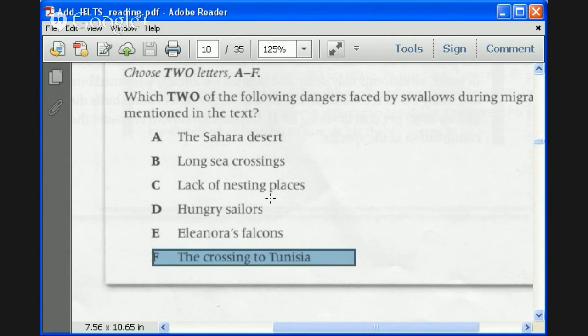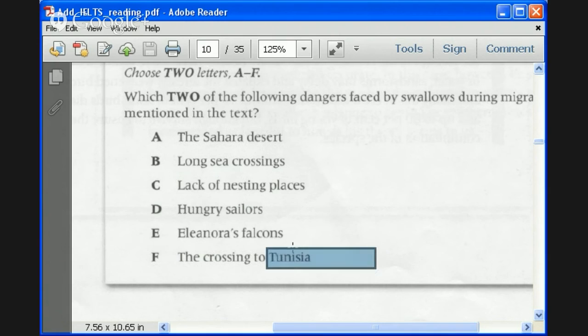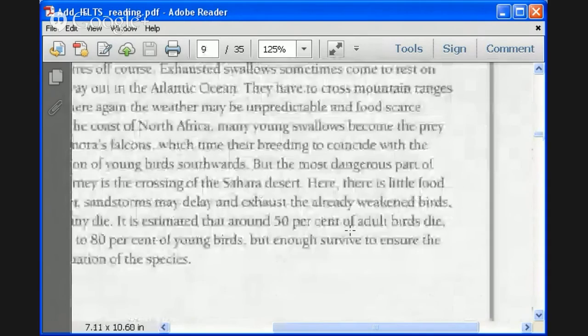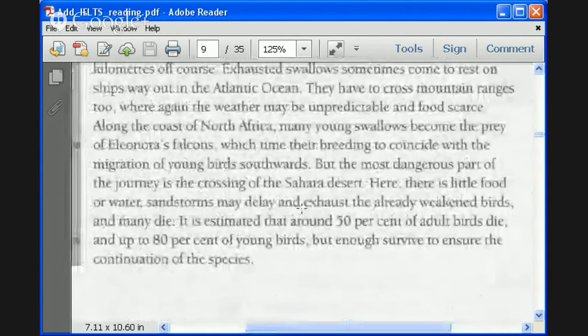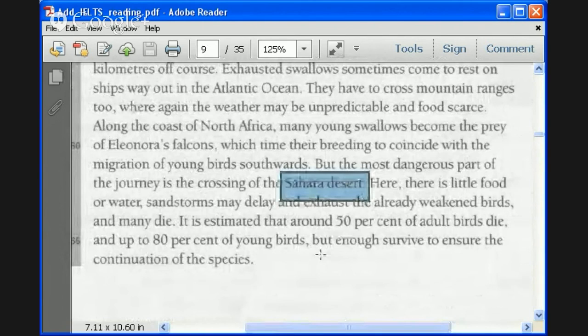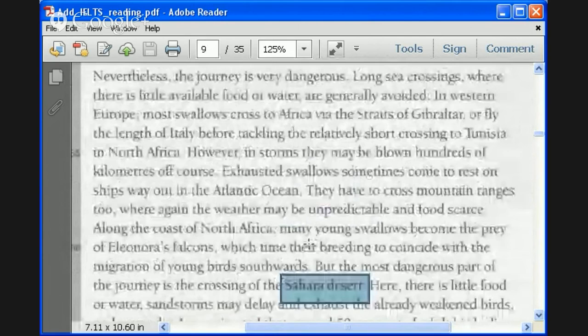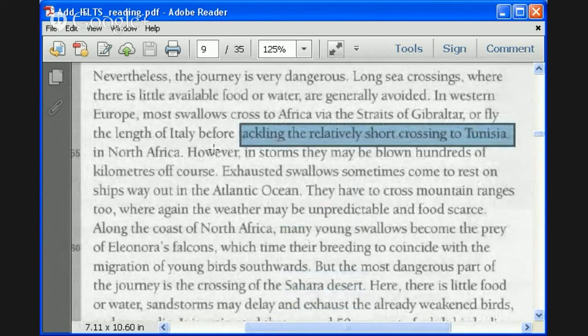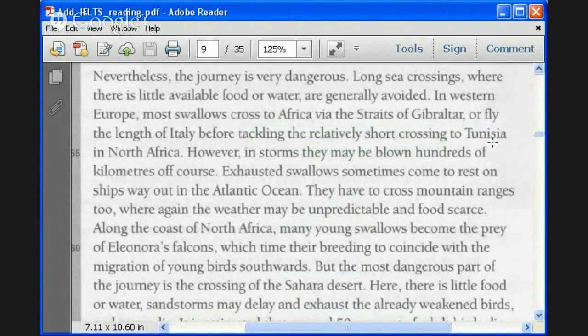Okay, here's what I might suggest. If we're stuck and we don't know which ones, I would look for names, the same as the A. Tunisia. Okay, Tunisia is the same as A. They definitely mentioned Sahara. Where do they mention Tunisia? Tackling the relatively short crossing to Tunisia in Africa. Well, that's not really talking about a danger. That's just a destination.